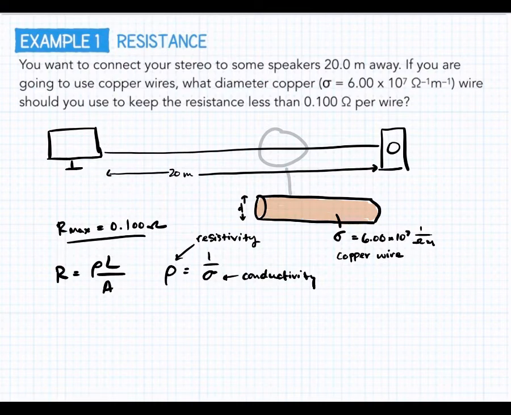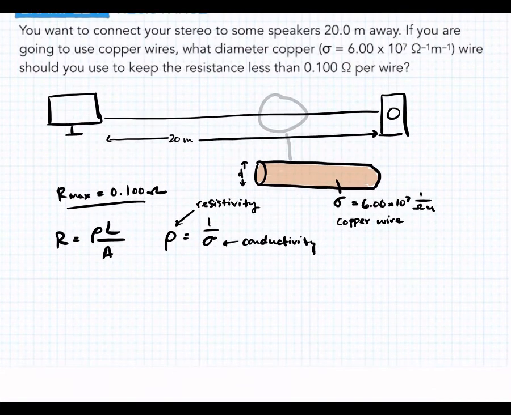Now, we want to think about what seems reasonable. We want to think about a diameter of copper wire that we've actually seen, because if your speakers had wire that was like 1 meter in diameter, you would probably notice. So we're probably thinking on the order of under a centimeter, maybe around a millimeter range. So the way we're going to set this up is we have all these values.